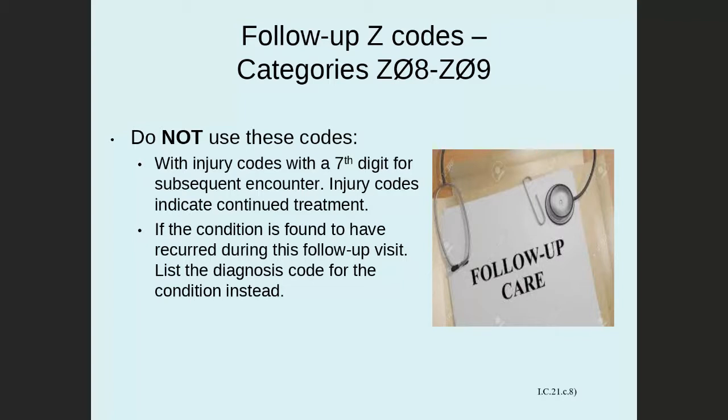Now, sometimes, unfortunately, a physician will see a patient for follow-up, will discover that a condition has reoccurred. In this case, code for the condition that has reoccurred, not the follow-up codes. So follow-up codes are used to follow up on a previous condition and no reoccurrence has been found. The next codes are for aftercare. These are defined as care following the initial treatment.